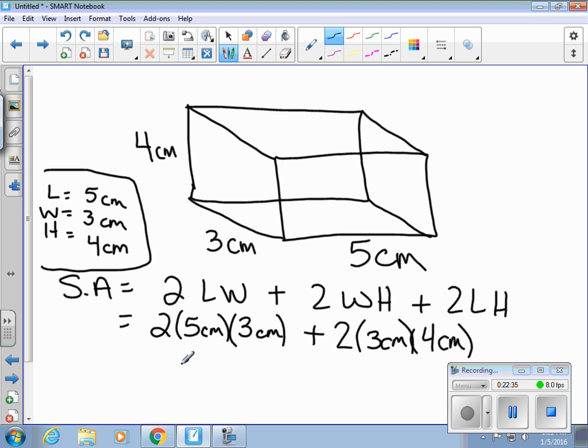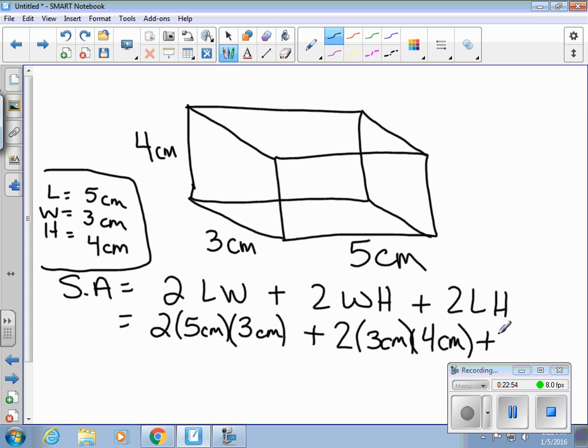And I like labeling them because if I start doing half the problem, go do something, answer a phone call, play a game, go outside, eat supper, come back, I'm not having to try and figure out. I already know what my L, W, and H is. I already know what I've used.